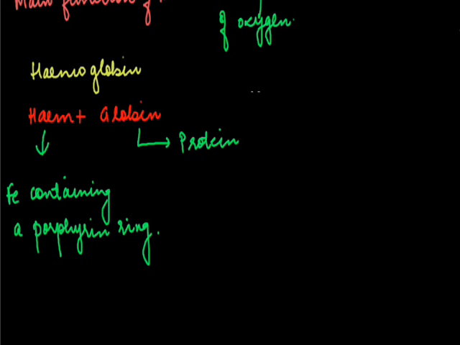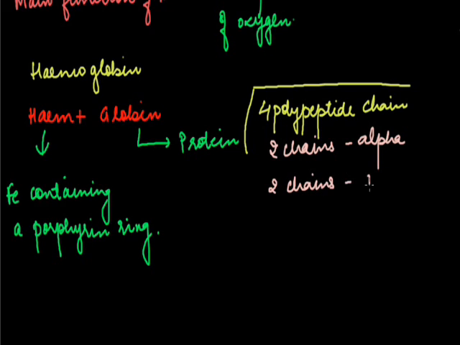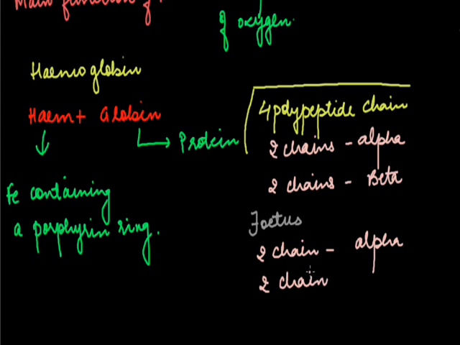This protein contains 4 polypeptide chains. In these 4 polypeptide chains, 2 chains are alpha and 2 chains are beta. But in the fetal formation, in case of the fetus, 2 chains are alpha and the other 2 chains are gamma.